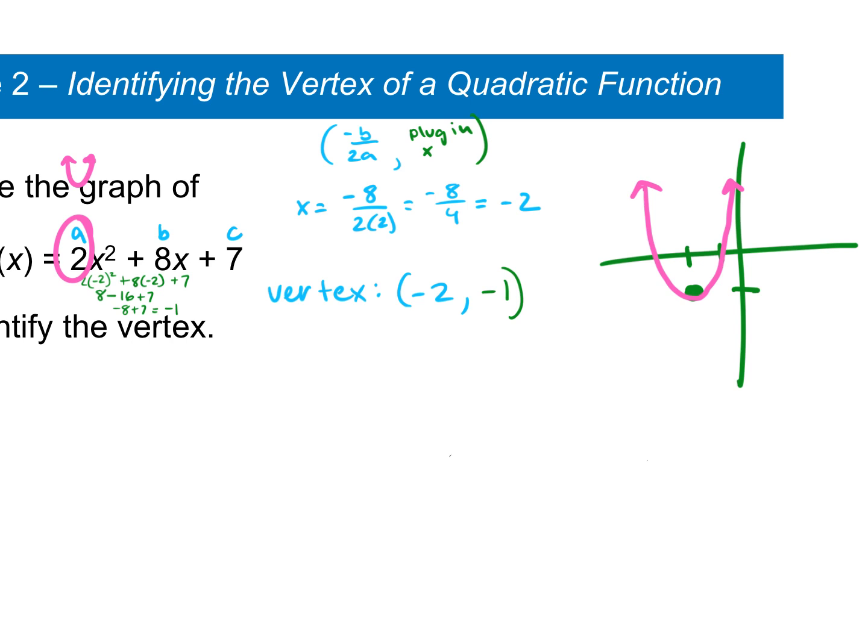Let's find our axis of symmetry. Awesome. Just negative 2? x equals negative 2. Our axis of symmetry goes right through the vertex. And here we go through the vertex at negative 2. It's always going to be your x value from your vertex.